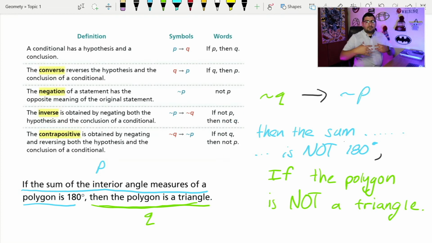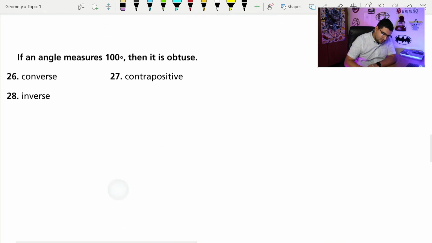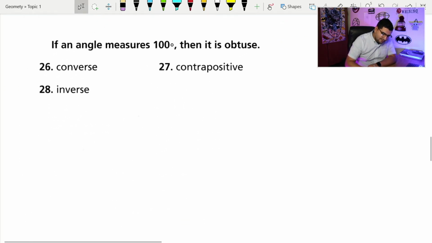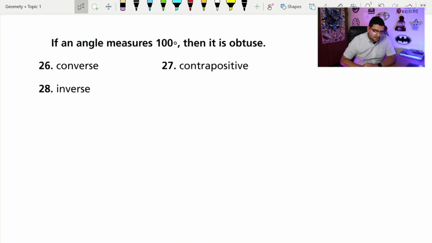So let's go ahead and practice doing this for a couple other ones. We're going to write the inverse and the contrapositive to another statement. So let's say we have this statement: if an angle measures 100 degrees, then it is obtuse. So first let's begin by writing the converse of this conditional.